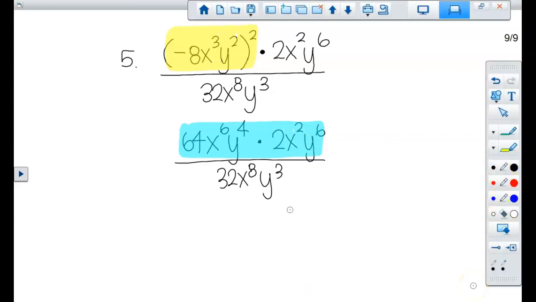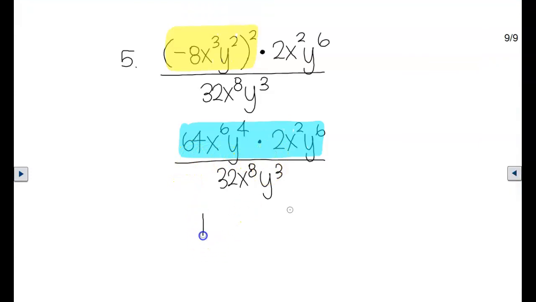So I'm going to use product rule on what I just highlighted in blue. So I'm going to multiply my coefficients. 64 times 2 is 128. I'm going to add my exponents, so x will be to the 6 plus 2 power, and y will be to the 4 plus 6 power. And then the rest of that problem will just move down.